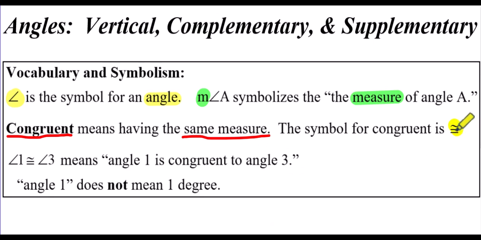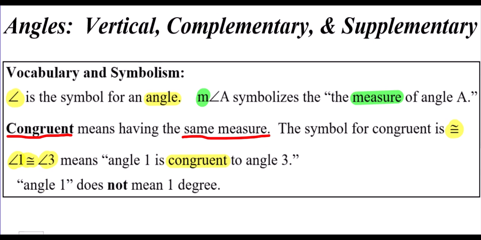And the symbol for congruent is an equal sign with a little wave on top. So if you ever see angle 1 and this symbol, angle 3, that means angle 1 is congruent to angle 3, which means they have the same measure. Now, if that confuses you, when we say angle 1, we do not mean 1 degree. Angle 1 means the first angle that's labeled with the 1. Angle 2 would be the second angle, labeled with the 2. Angle 3 would be the third angle, labeled with the 3. So it's a numbering system to help you to distinguish what angle is what from a drawing that has multiple angles.